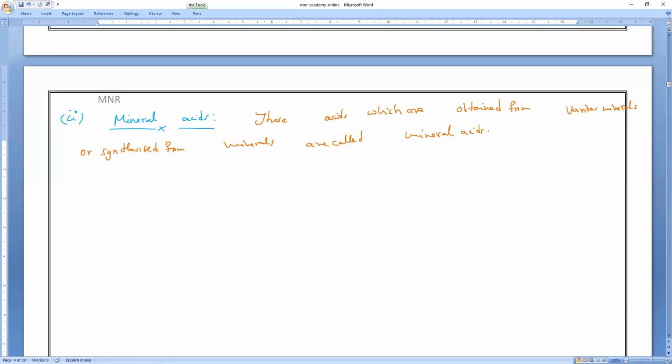So, examples: we all know what the examples are, I have taught you so many things. Hydrochloric acid, HCl, sulfuric acid, H2SO4, nitric acid, HNO3, and one and only mineral but weak acid. What is that, guys? Carbonic acid, H2CO3. This is the weak mineral acid.